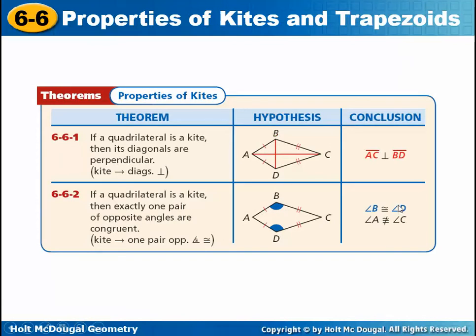All right, if a quadrilateral is a kite, then its diagonals are perpendicular. They intersect at right angles. That means that you take a kite and you can divide it into 4 little right triangles, which means that you can use the Pythagorean theorem to find missing parts. If you're given 2 parts of that right triangle, you can find the missing part. Also, 1 pair of opposite angles are congruent. I just went over that with you. Only these 2 angles are congruent. The other 2 angles are not congruent.